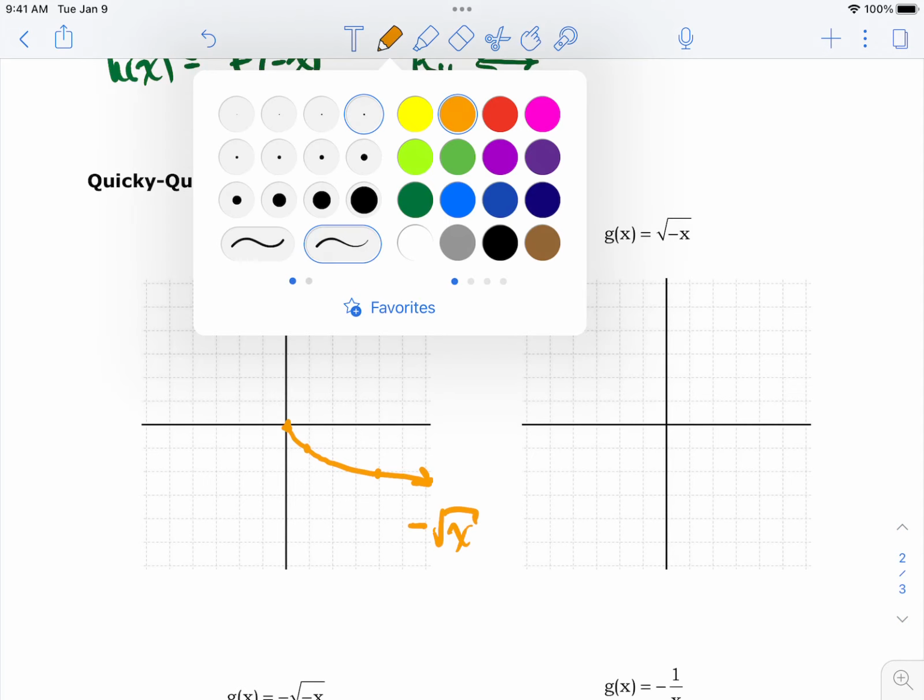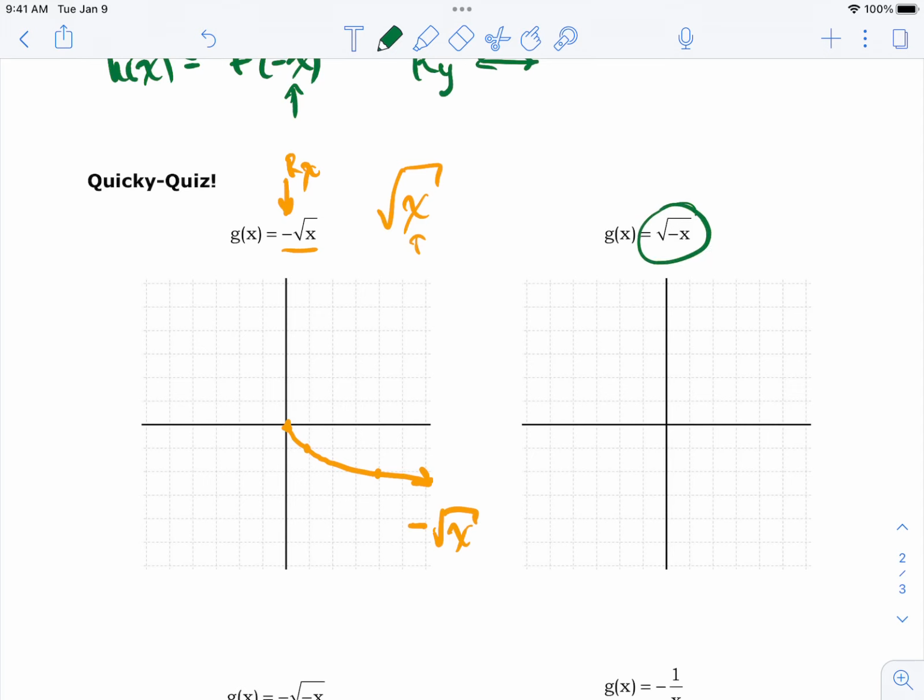Here's a cool one. Maybe I'll get a cooler color. Now this time it's a version of square root of x. So keep that function in mind. Ideally, you have this function almost memorized: 0, 0, 1, 1, 4, 2.